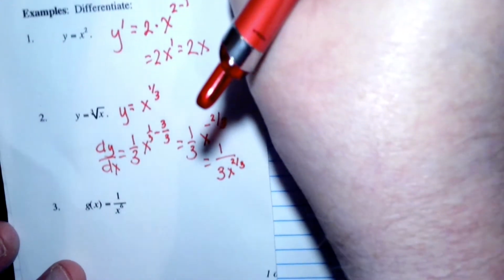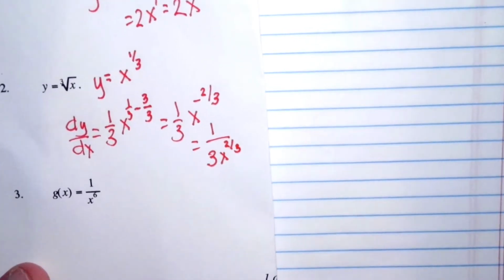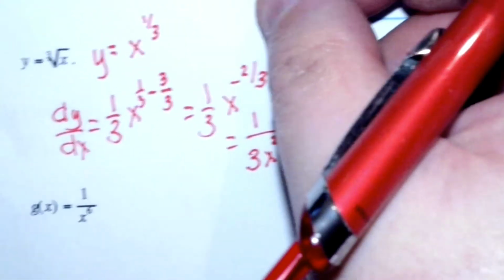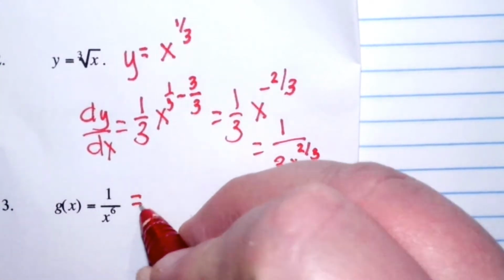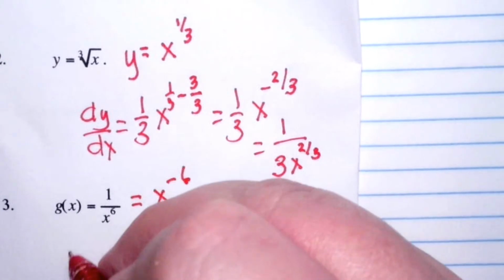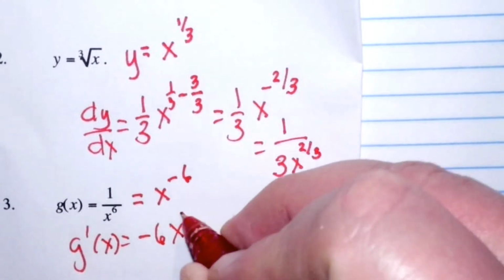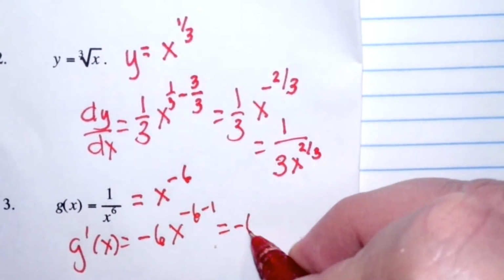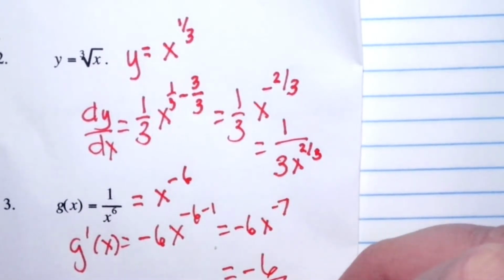All right, here's our third example. That looks like 1/x to the 6th to me. We need to rewrite this before we differentiate. So I rewrote it as x to the minus 6. Now it's in the form of x to a power. And then g prime of x would be negative 6x to the negative 6 minus 1, which is negative 6x to the minus 7. And again, I think it would be a good idea for you to rewrite that as negative 6x to the 7th.